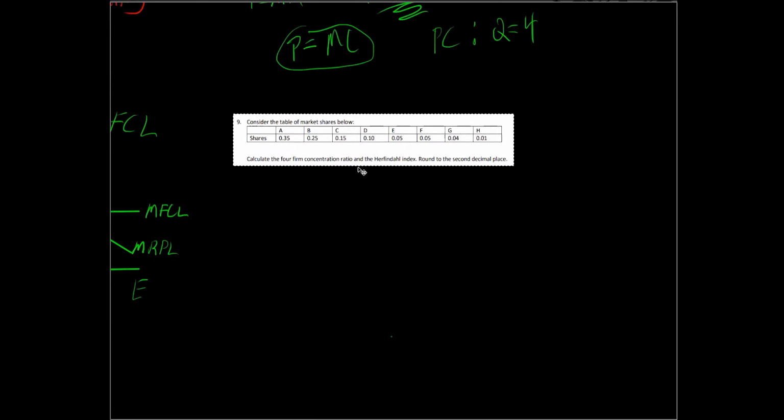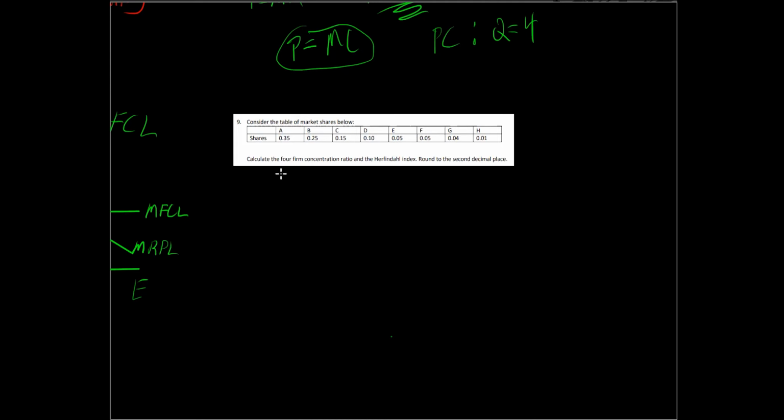So the next one is talking about measuring market concentration. What we have is firms A through H, and each of those firms has a certain market share, a certain proportion of the market. We typically think about this in terms of share of revenue or share of units of output. So for instance, if this were soft drink producers, this would be liters of soda or whatever. And what I asked you to do in this problem is to calculate 2 different measures of industry concentration.